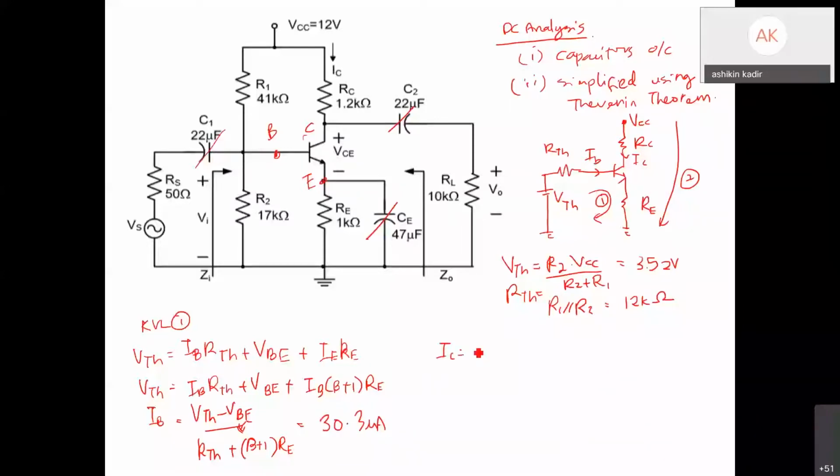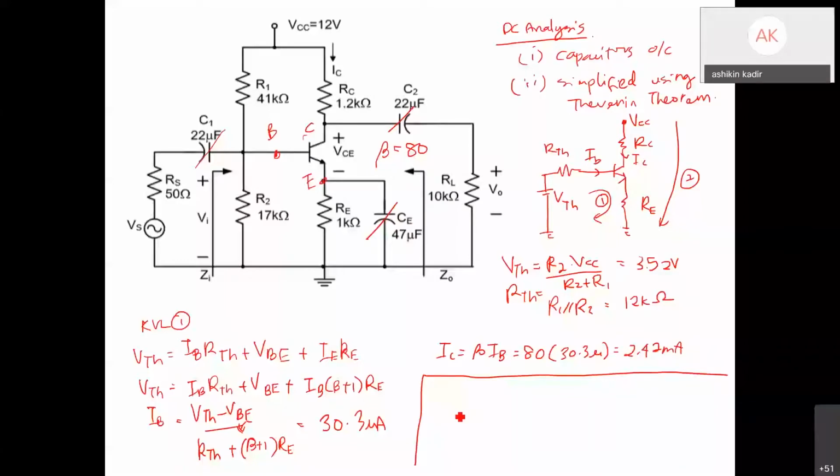IC equals to beta IB. Here beta is 80. So 80 multiply with 30.3 micro, you get 2.43 milli. 2.43 milliamps.